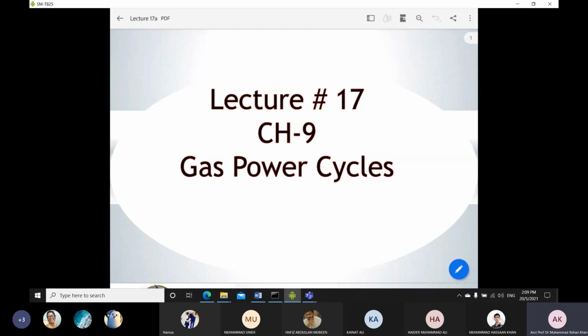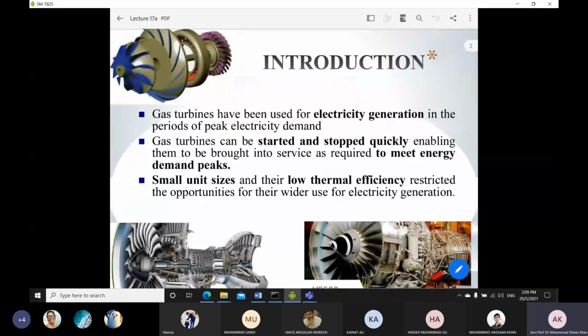aerodynamics or aero engines. Now coming towards the basic principle behind it and how it looks. We will see how gas turbines work and where we use these types of gas turbines in daily life. So this is the introduction.